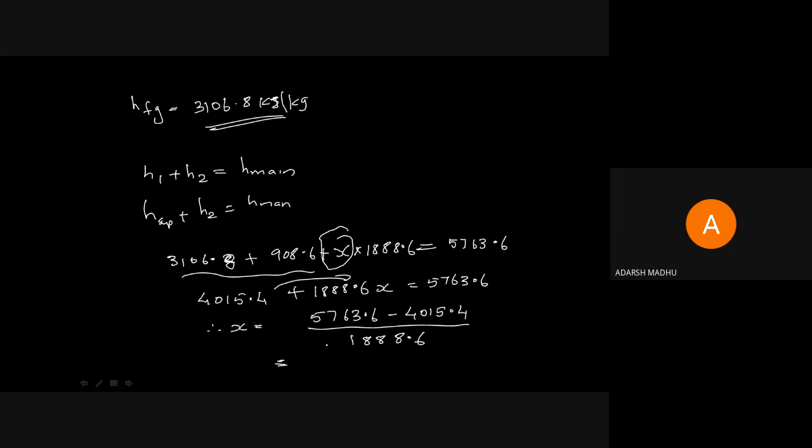What is the value? 0.925. Yes, 0.925. There is no unit for dryness fraction. It is a quantity. So the quality of steam supplied by the second boiler is 0.925. This is the value. This is the question.